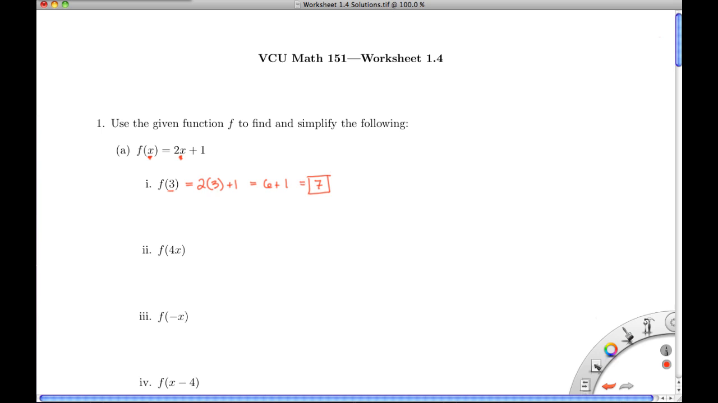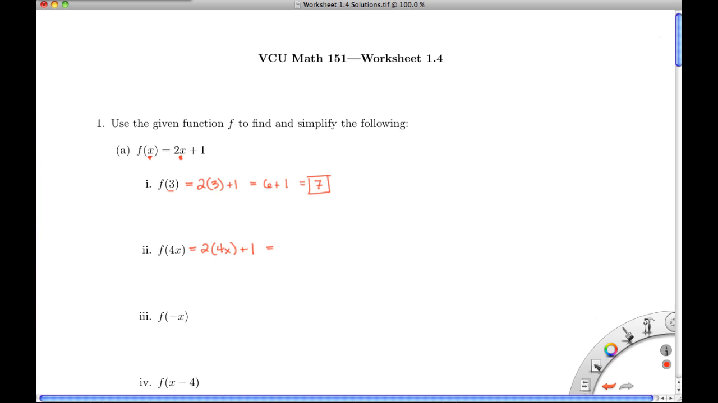So that would be the solution to that one. And basically they're all that simple. Sometimes the input gets a little bit tricky, but they're all pretty much the same approach. So for 4x, we're going to take our function, and in place of x, we will replace it with 4x.